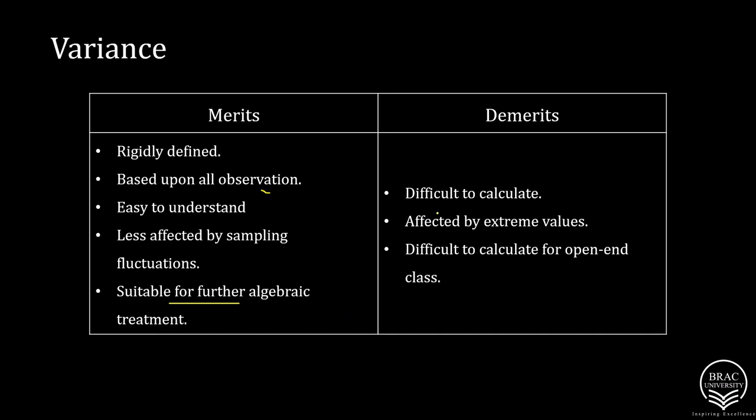What are the demerits? It is difficult to calculate, that is, finding the square is difficult, and also it is affected by extreme values, because when an extreme value is present, the square of the difference is also extreme, and it is difficult to calculate for open-end classes.